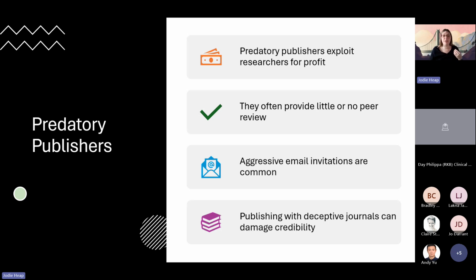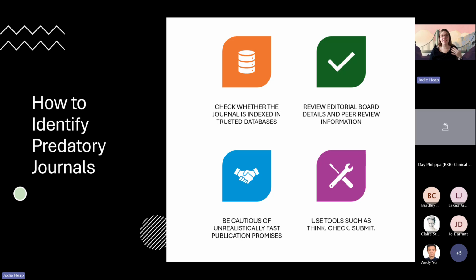Just be cautious. What I recommend is checking if the journal is indexed in a trusted database, such as Web of Science, for example, that we have here at Keele. Have a look at the information on the website. Who is on the editorial board? Can we dig into them? Do they actually exist? Are they real people? Be really cautious of fast publication promises.